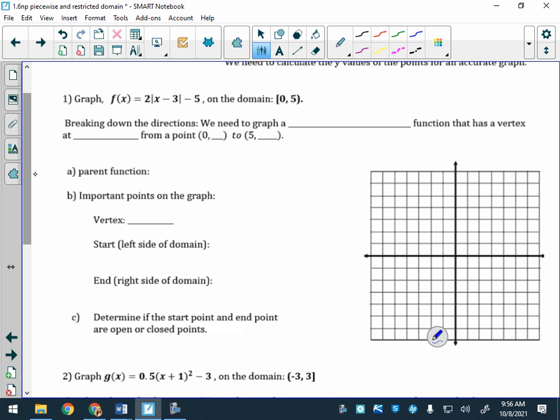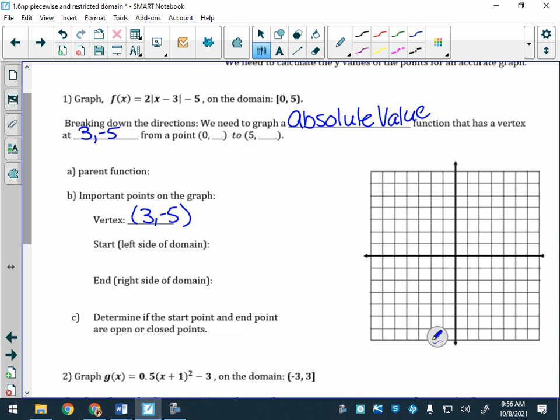Kate? Absolute value. Okay? So we have the absolute value function that has a vertex of what? Tommy? 3, negative 5. Okay. So we know our vertex is 3, negative 5.